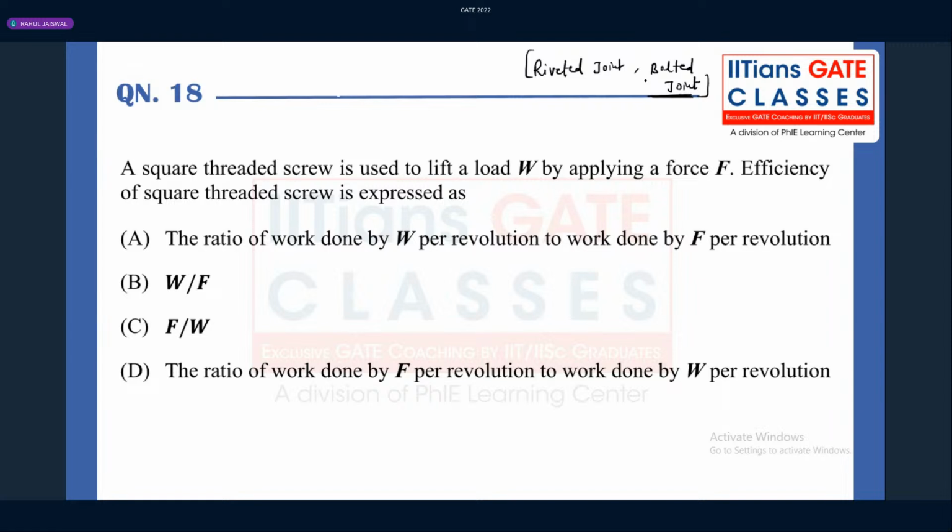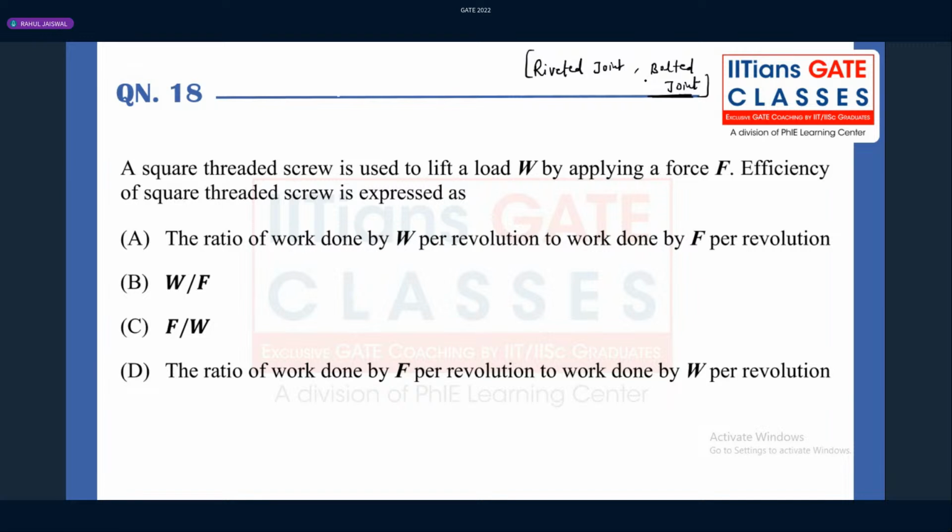Of course, we have the bolted joint, but there is one more chapter called power screws, right? What are all the types of threads? What is the efficiency of these square threads? What is the efficiency of the Acme thread? What is the torque required to lift, or to raise or lower the load? These are the topics in power screws, right? And for machine design, you can refer to the VB Bhandari book. That is the best book.